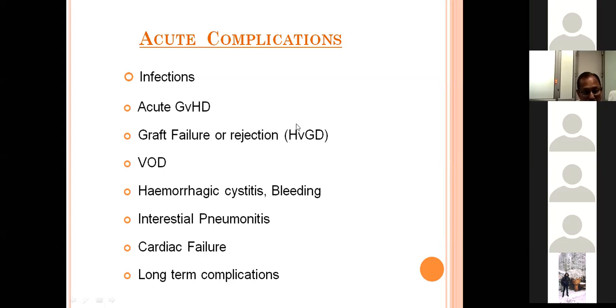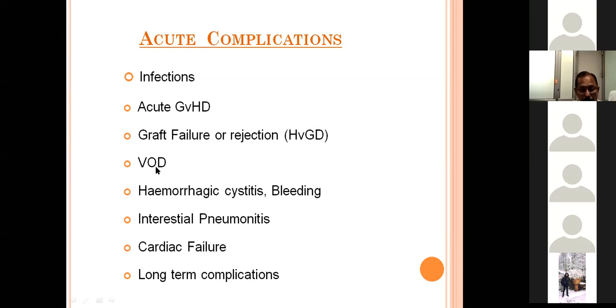Normally, we have to keep a balance so that there is no enhanced GVHD and no enhanced rejection, so that the transplant is optimized and is successful. Otherwise, these two complications, if they are advanced, are nasty. They compromise the quality of life and the outcome.